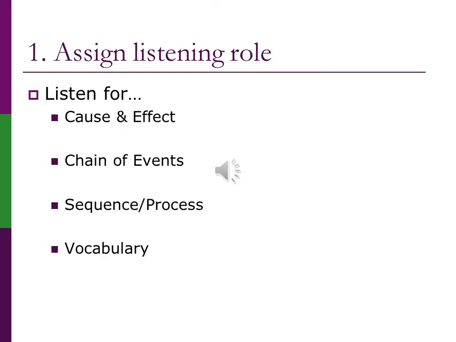When you're assigning a listening role to students, it's as simple as saying to students, please listen for cause and effect in the following lecture, or please listen for any of these other items, a chain of events, a sequence, or a process to doing something. I know a lot of you were looking at SCBA, so if you were doing a lecture, you could say, please listen to the sequence for donning and doffing SCBA. And then, again, you could also ask students to listen to vocabulary that's going to be new for them. So it can be as easy as any of these things, just asking students to listen for and then kind of fill in the blank, what you want them to really attend to as you're instructing them.